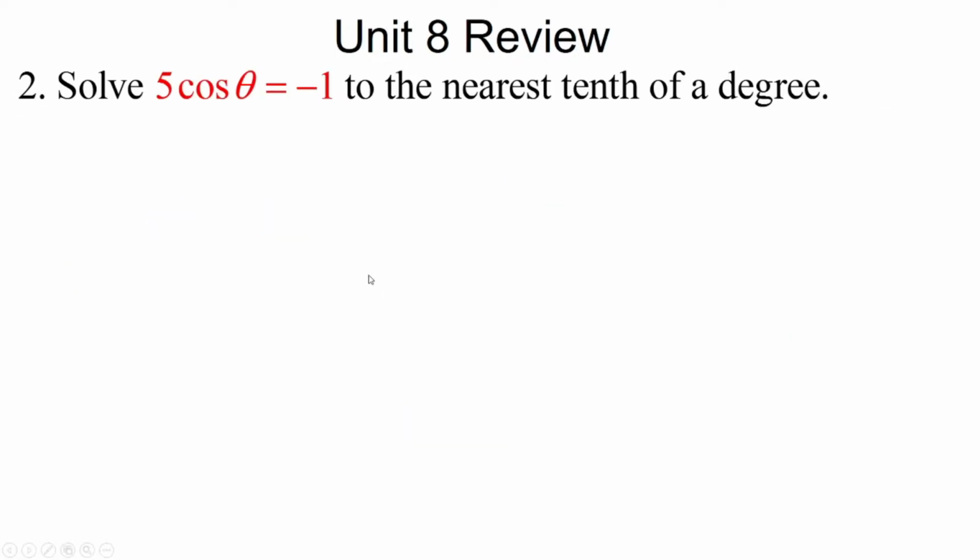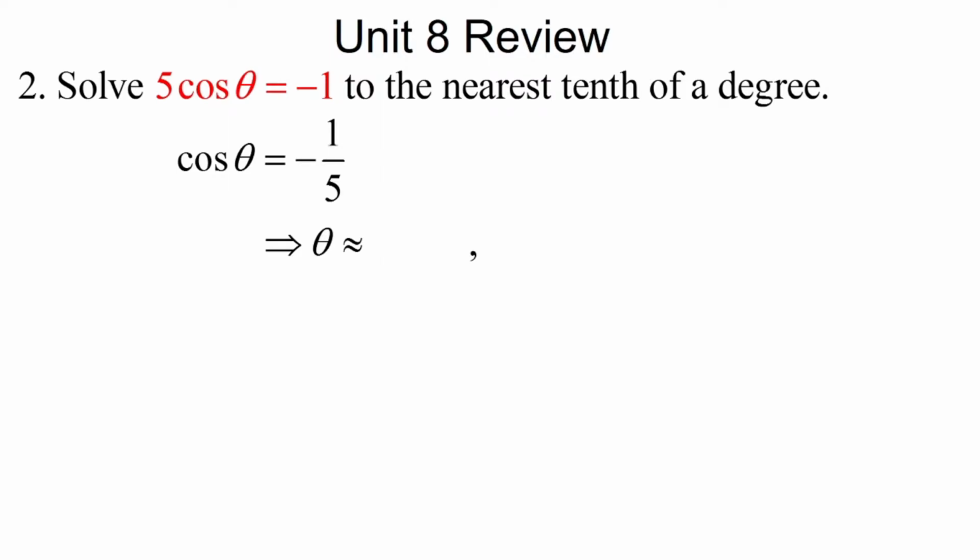All right, number 2. Solve 5 cosine of theta equals negative 1 to the nearest tenth of a degree. The first thing I'm looking for on a test is, can you solve for your trig functions? Simple algebra. So let's divide both sides by 5 to get cosine of theta equals negative 1/5, and then we've got to solve for that theta, so let's go inverse cosine of both sides. That implies theta would be inverse cosine of negative 1/5, and we're already in degree mode, so let's just go ahead and punch that out.